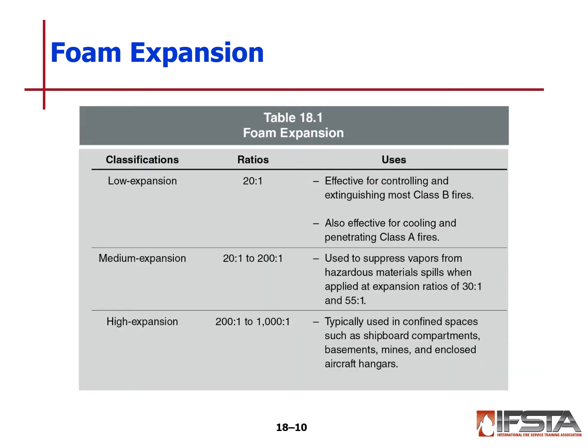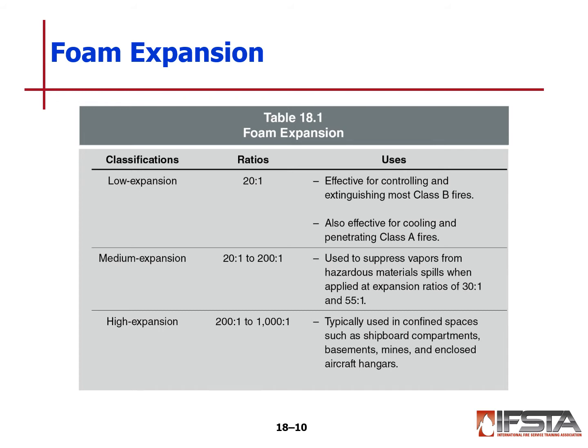So here we see some examples of our foam expansion. With low expansion foam, a 20-to-1 ratio is used, and this is effective for controlling and extinguishing most Class B fires, and also effective for cooling and penetrating Class A fires.